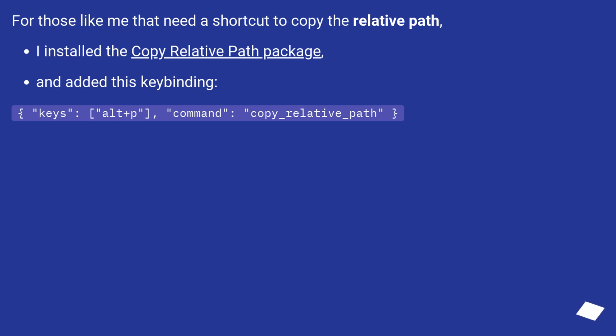For those like me that need a shortcut to copy the relative path, I installed the Copy Relative Path package and added this key binding. Keys column, Alt+P, command column copy_relative_path.